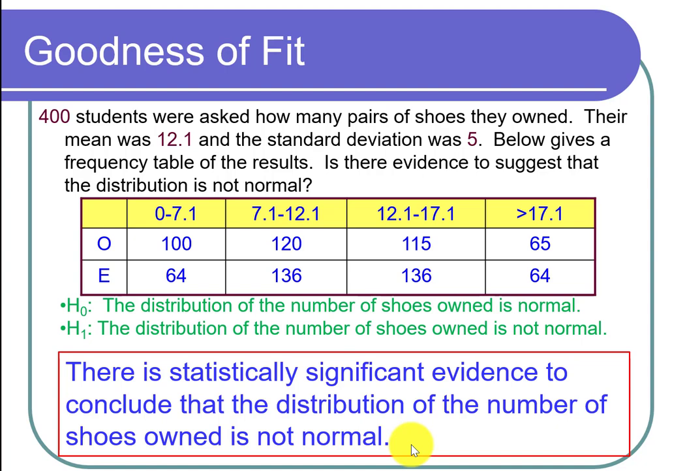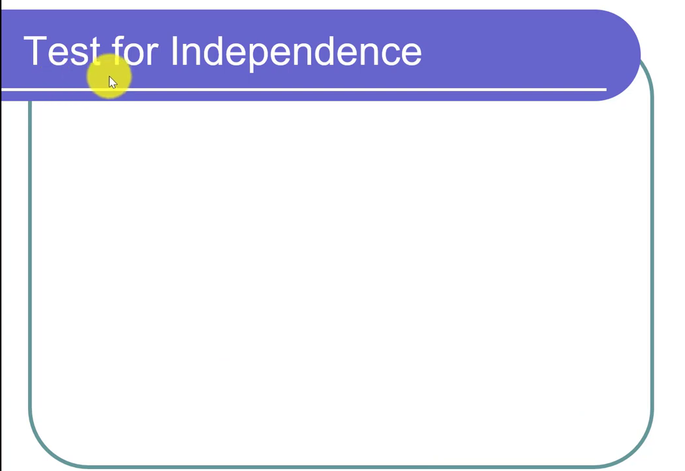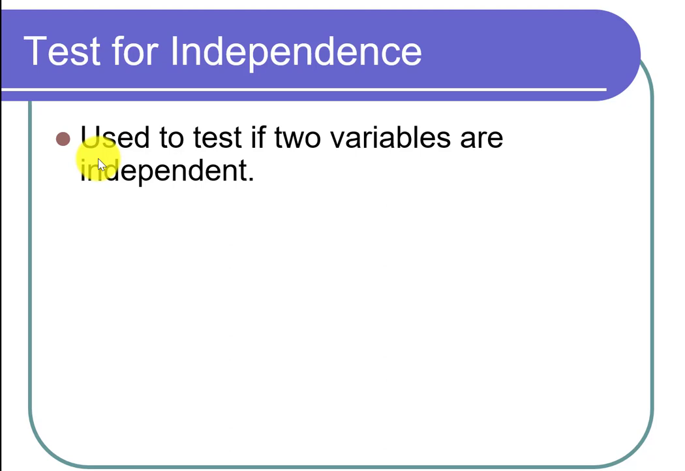Let's move on to the next type of chi-squared test, which is called the test for independence. What the test for independence does is it's used to test if two variables are independent. And these variables are usually qualitative variables. So you have the answer to two survey questions, and you want to find out if you have knowledge of the first answer, does that help you with the second or not? Or maybe it doesn't. Are they independent of each other? So that's what the test for independence is all about.